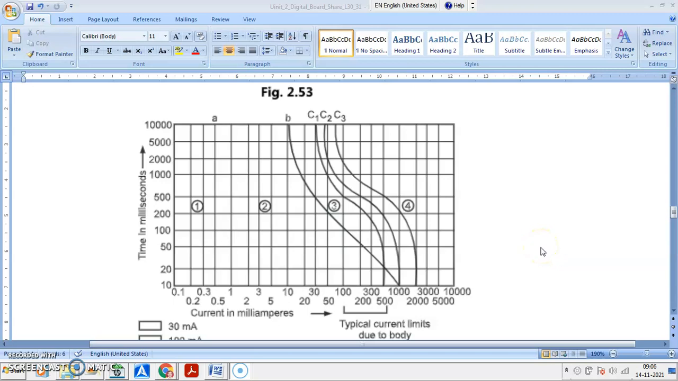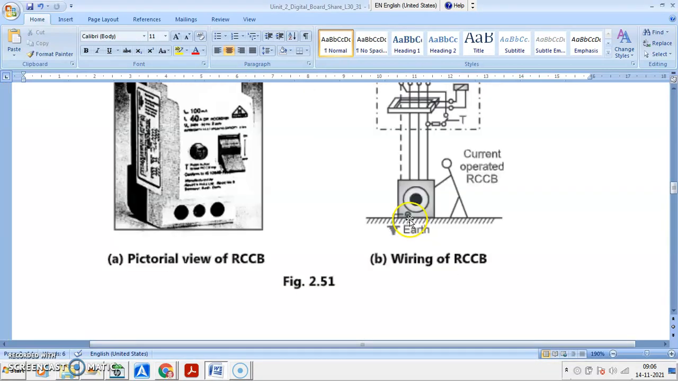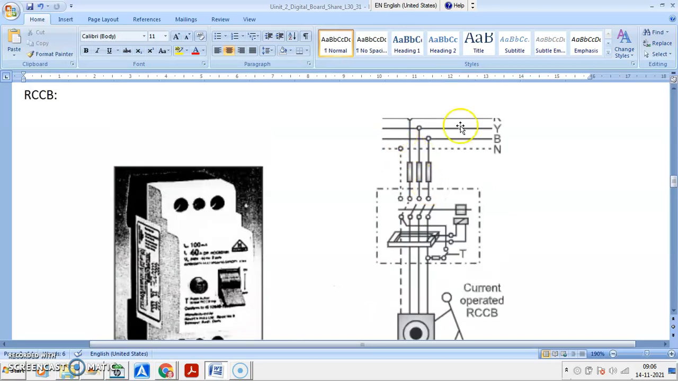The supply conductors, that is phases and neutrals, which we have seen, pass through this coil of the CT. That is called a toroid coil.